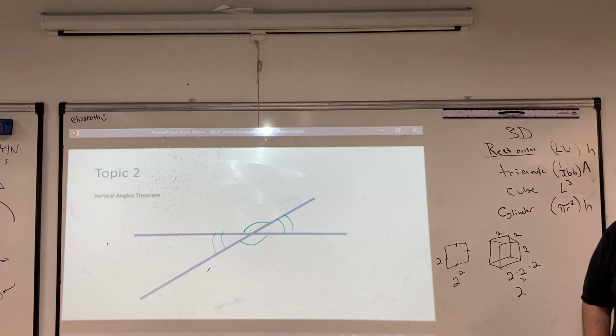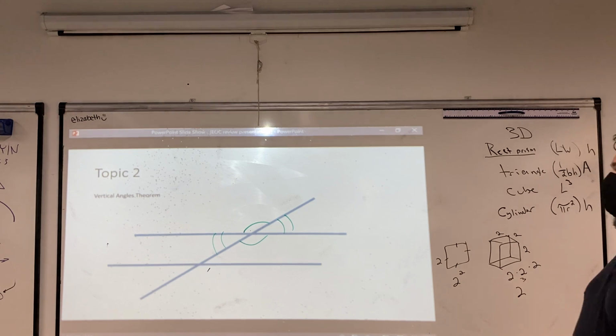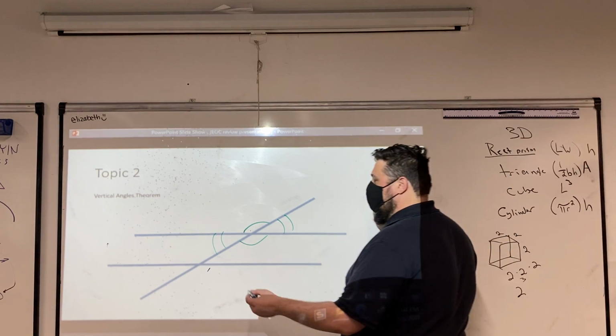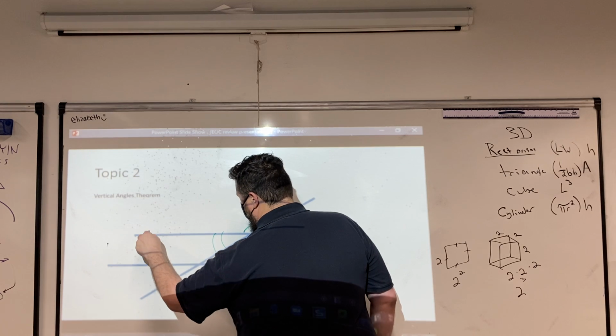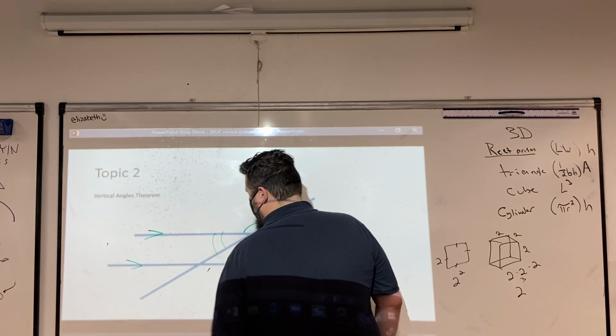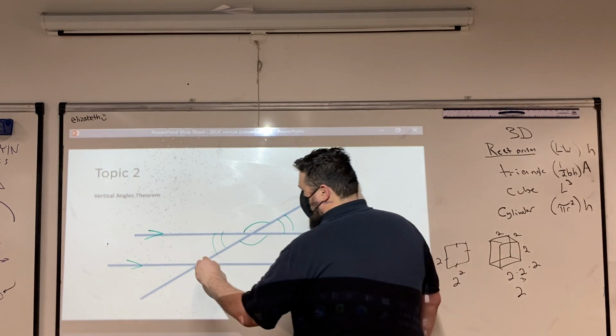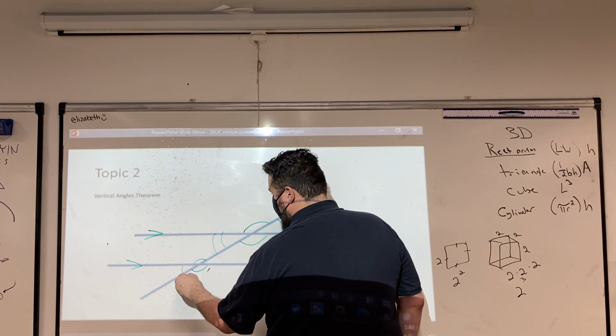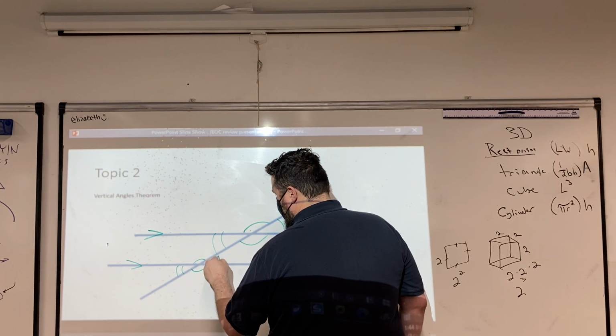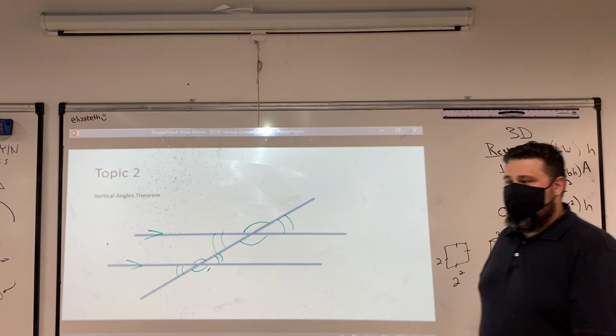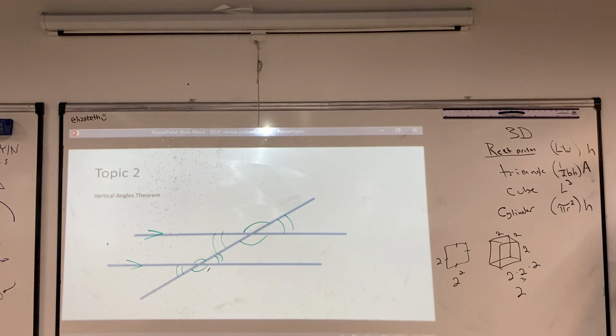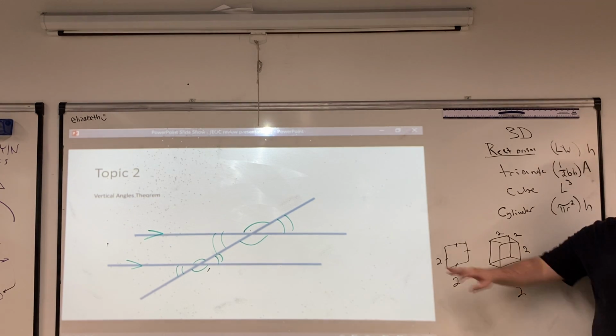Same side interior. That's what we're doing. So, if I add a second line that's parallel to the first, these are going to be equal. These are going to be equal. Topic 2 is done. We're done. No, obviously I'm going to elaborate more.